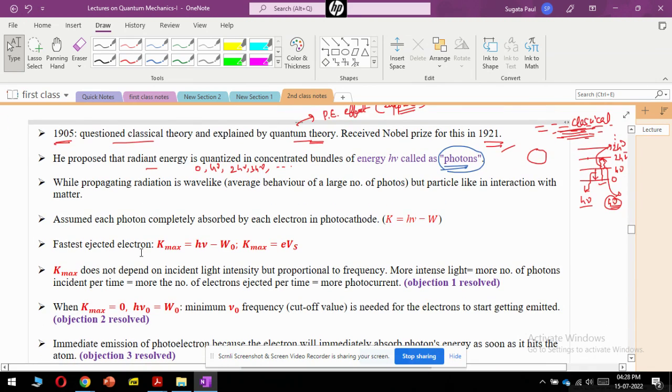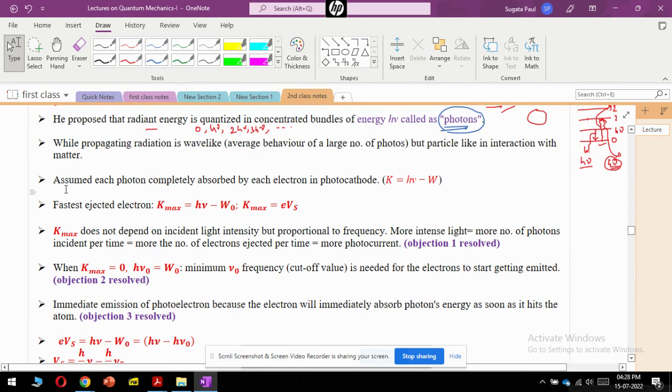Another thing Einstein assumed for simplicity is that, in the photoelectric effect, each photon from the incident radiation gets completely absorbed by each electron in the photocathode. One electron absorbs one complete photon. So by that theory, one incident photon has energy h nu, which is absorbed by one single photoelectron, and that electron has some work function W, that is the energy it has to overcome to come out from the metallic surface.